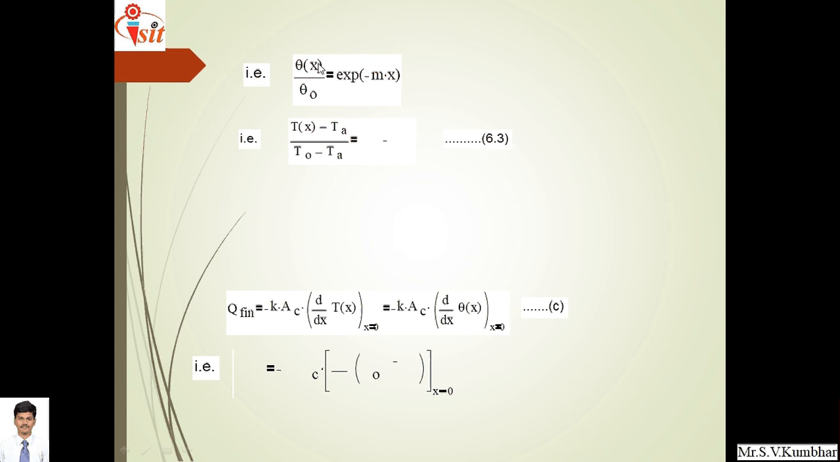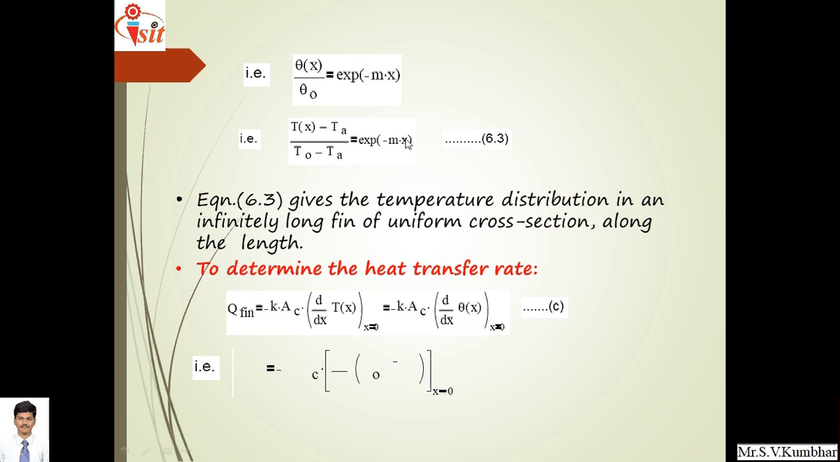But as we wrote in the earlier lecture, theta x is equal to Tx minus Ta, and theta naught is equal to T0 minus Ta, which is equal to exponential of minus mx. Now equation 6.3 gives the temperature distribution in an infinitely long fin of uniform cross-sectional area. To determine the heat transfer rate, Q fin is equal to minus KA dT upon dx. This is the Fourier equation at x equal to 0, that is at the base, which is equal to minus KA d of dx theta x at x equal to 0.